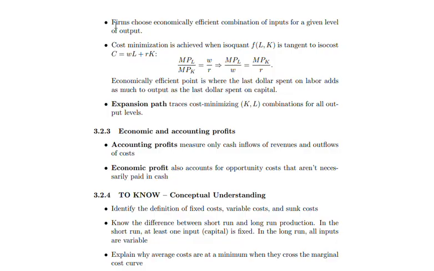Okay, so first choose the economically efficient combination of inputs for a given level of output. Cost minimization is achieved when the isoquant is tangent to the isocost line, just like we talked about in the previous lesson. In the long run, we have isoquants, that is, given a certain bundle, your output is the same on that curve, just like on different curves.